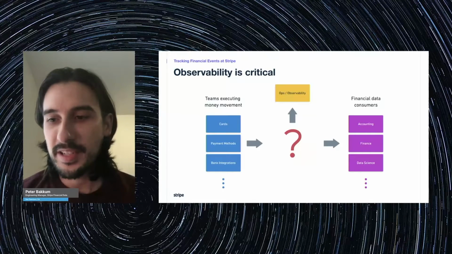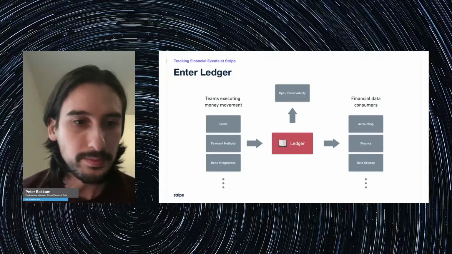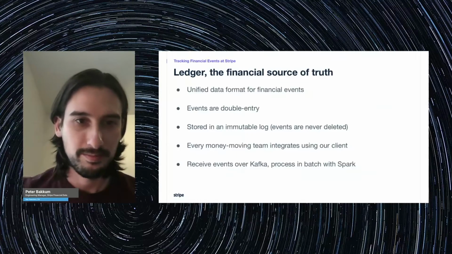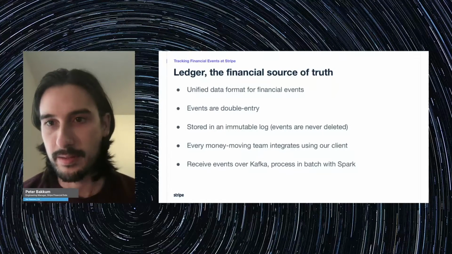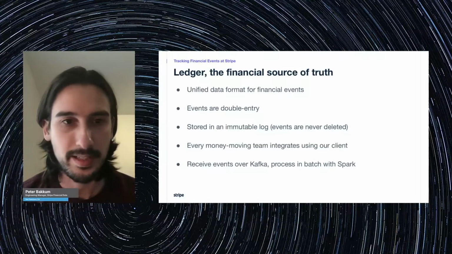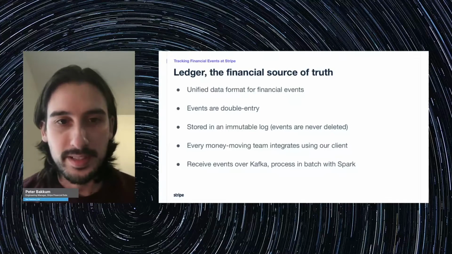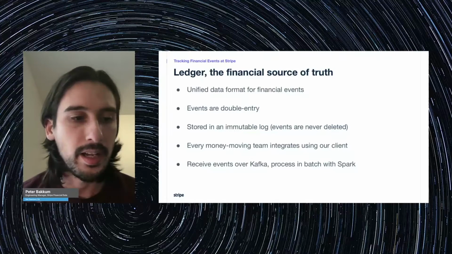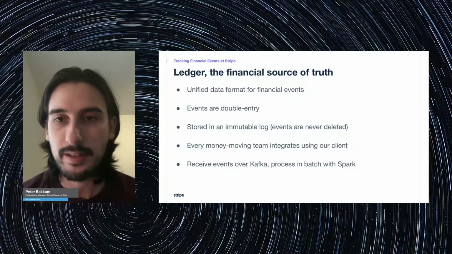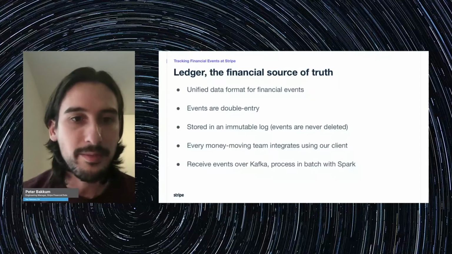Well, the solution at Stripe is a system that we call Ledger that sits in the middle here. And what is Ledger? Ledger is a batch financial data processing system, and I'll tell you a little bit about how we've designed it and some of the key characteristics. Ledger has a unified data format for all of its events, meaning regardless of what team they come from, each event has the same common schema, and thus the downstream consumers can rely on that schema.